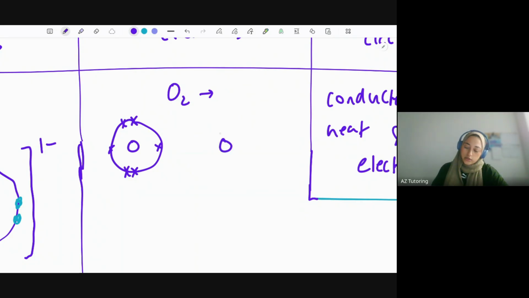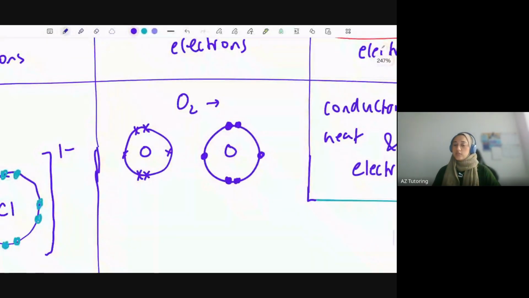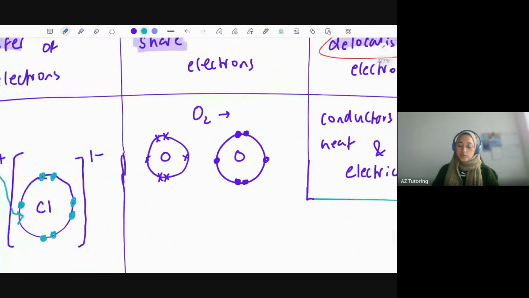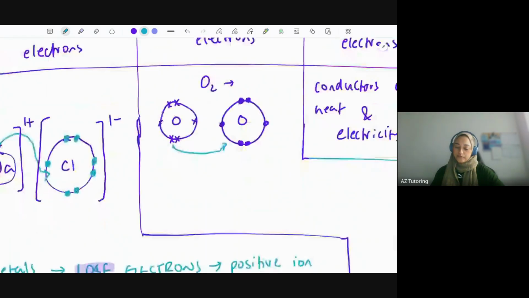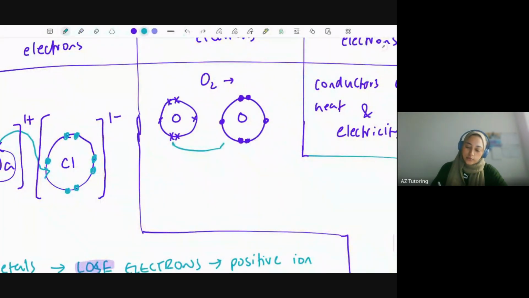If we know oxygen's diatomic, let's say we've got another one, 1, 2, 3, 4, 5, 6. Each of them needs 2 essentially to be stable. Because we can't just transfer, it's not ionic bonding, they need to share, so there's going to be an overlap. This one needs to share 2 with that one, and the one on the right needs to share 2 with the one on the left. So that's where the overlap is going to come.